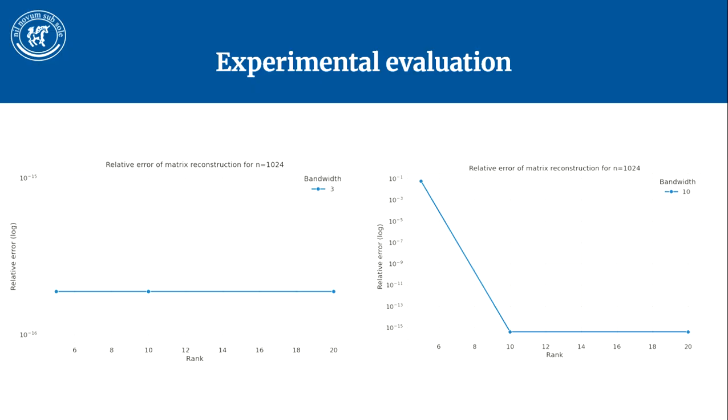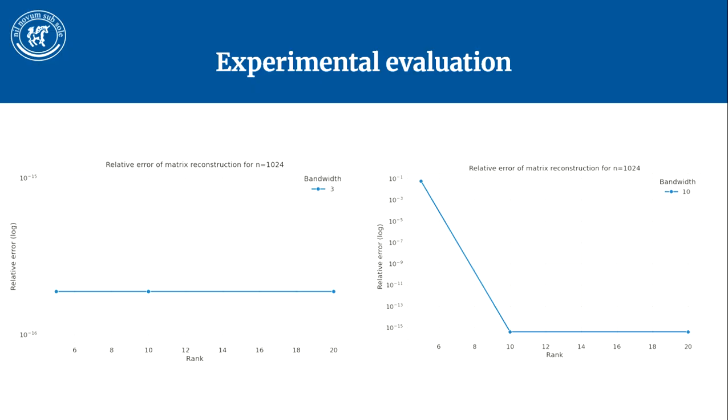In that case, what might have happened is that since the bandwidth is so low, of 3, all the non-zero values should fall inside a block that is to be represented as dense. So in that case, the rank, which only affects the low rank blocks, should not matter, even if it's very low. And on the right, with a bandwidth of 10, in that case, the rank does matter.